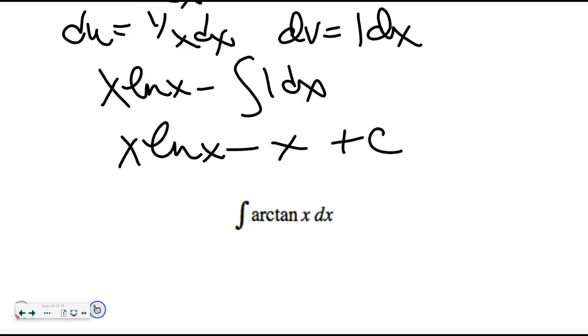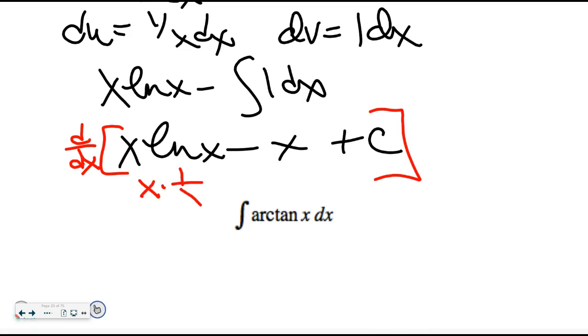Do you trust me, Annie? Say no. Well, Annie, I know how to take derivatives, so let's go check it. Product rule, first, d second, plus second, d first, right? Derivative of x is 1, constant is 0. Did it work? Cool. Math is awesome, right?